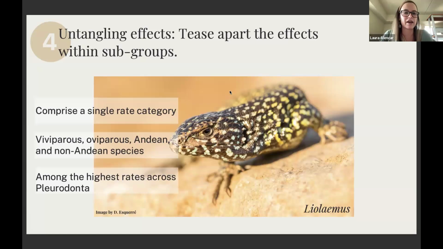So first, as MiSSE suggests, in the first SSE analysis that we used, all species of Liolaemus belong to the same rate category. So this helps us control for potential hidden states influencing those rates. Also, Liolaemus is actually the only clade in Pleurodonta that has both viviparous and oviparous species, and also species that are present and absent in the Andean mountains. So it's actually the only clade in which we are able to perform this analysis. And on top of everything, it's also one of the clades with the higher diversification rates, which makes them even more interesting.